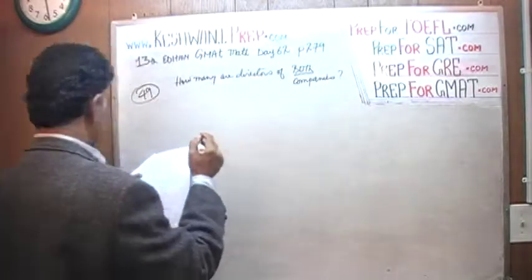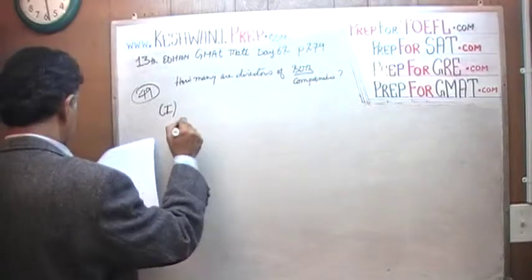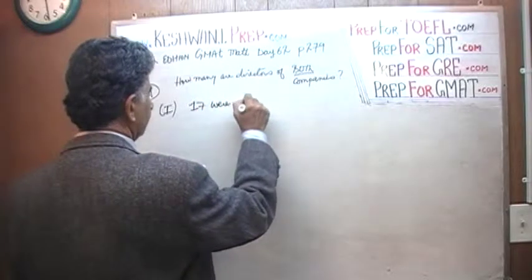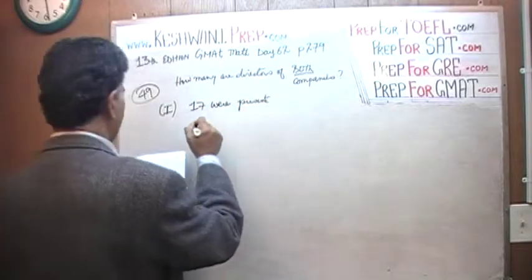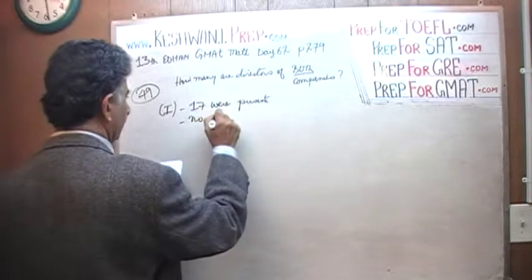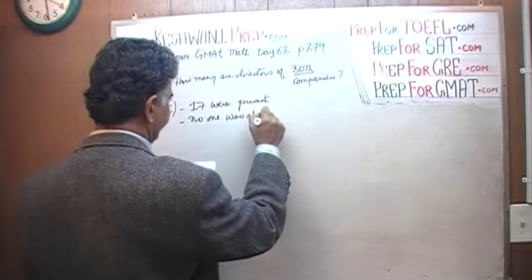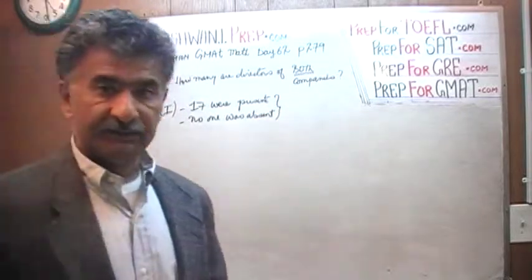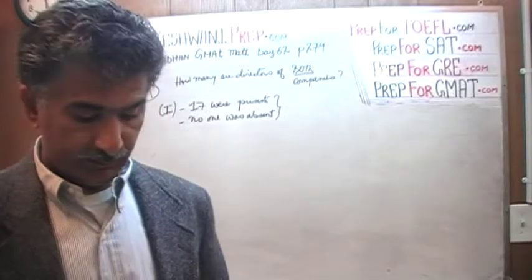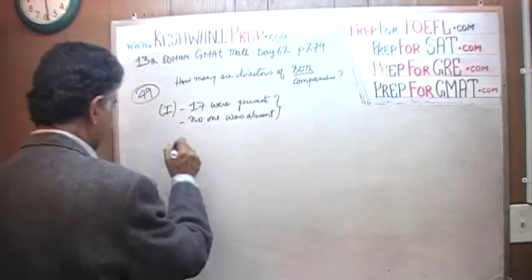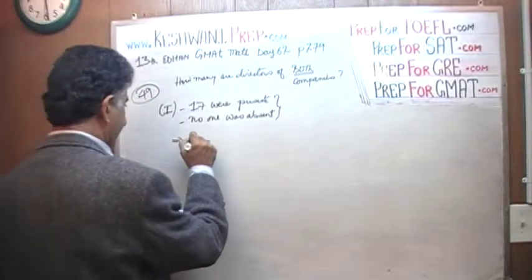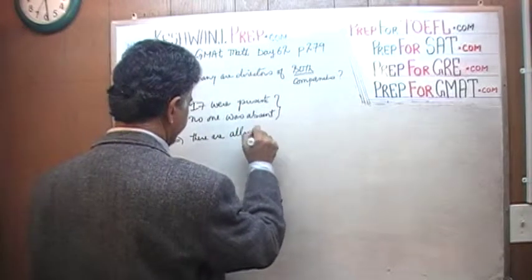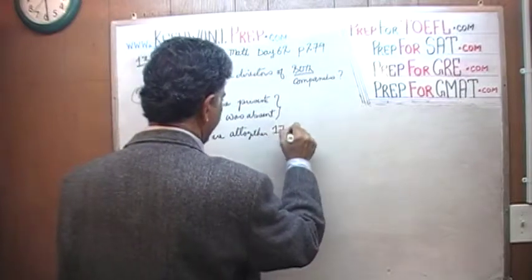Well, let's see. What do they tell us? In the first statement, they tell us that 17 were present and no one was absent. So what they're telling us is that since there were 17 people present at the meeting and nobody was absent, that tells us that there are altogether 17 directors.